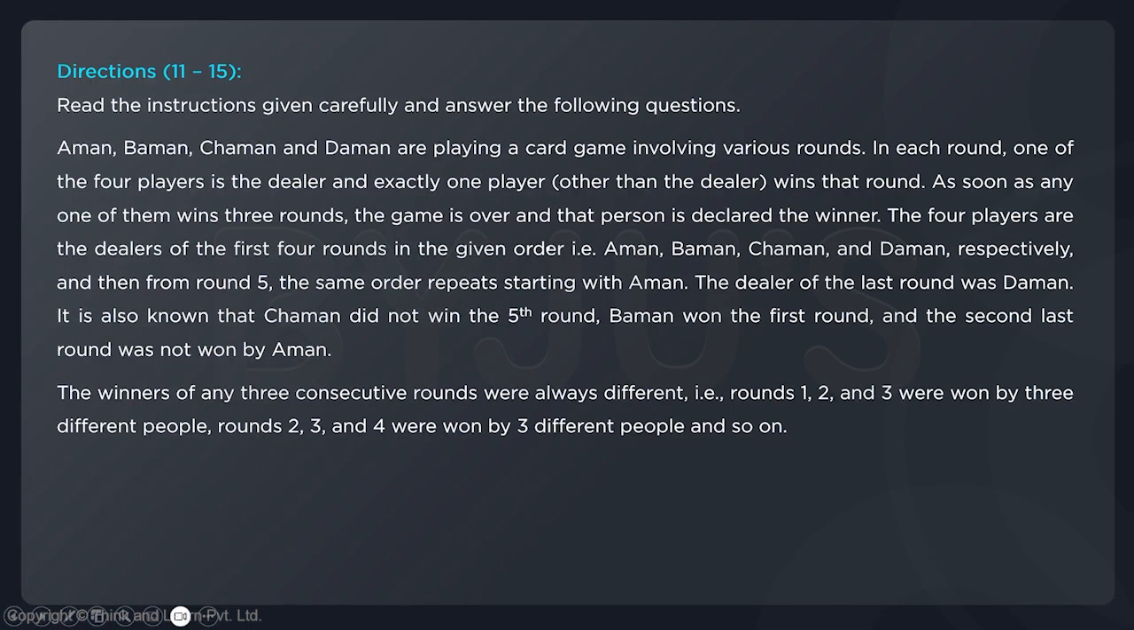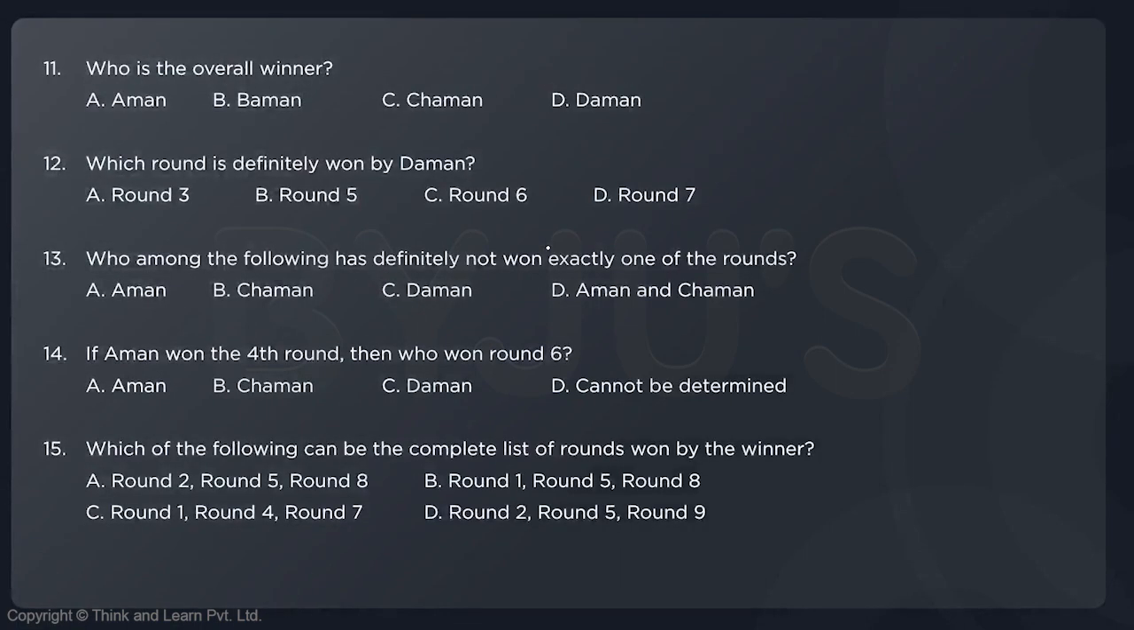Okay. So it is also known that C did not win the 5th round, B won the 1st round, and the second last round was not won by A. The winners of any 3 consecutive rounds were always different. That is, rounds 1, 2, and 3 were won by 3 different people. So this is another piece of information. Nobody is going to win 2 rounds out of 3 consecutive rounds. So for example, if you talk about rounds 2, 3, and 4, they are going to be won by 3 different people.